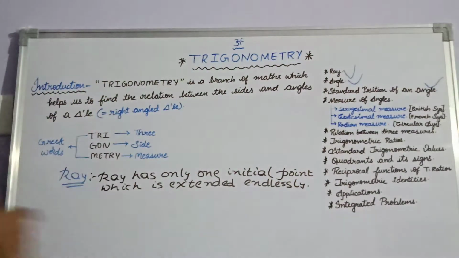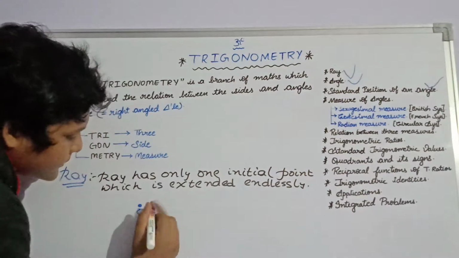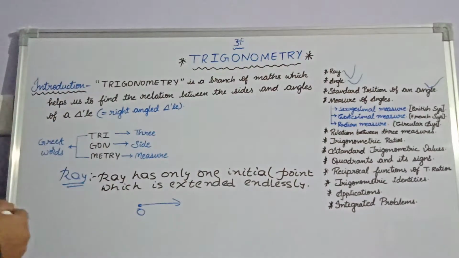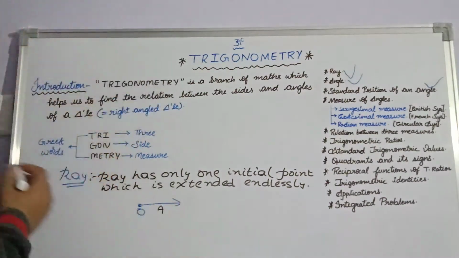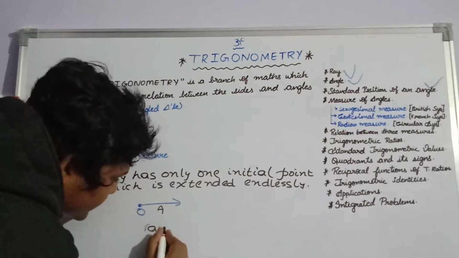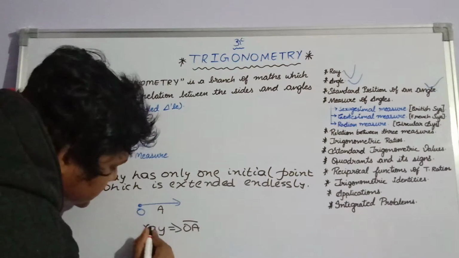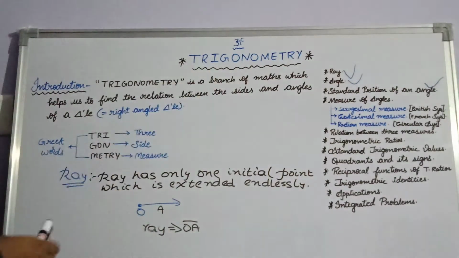Let us consider a ray. Let us consider a starting point as O, and this is a ray which is a line passing endlessly. And let us consider a point on this line as A. Now we call this ray OA bar. Don't mind my handwriting. This was written by my sister Dr. Tejasvi. Okay, next we will learn about angle.